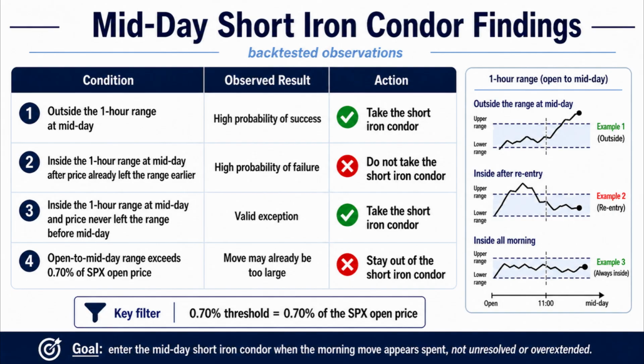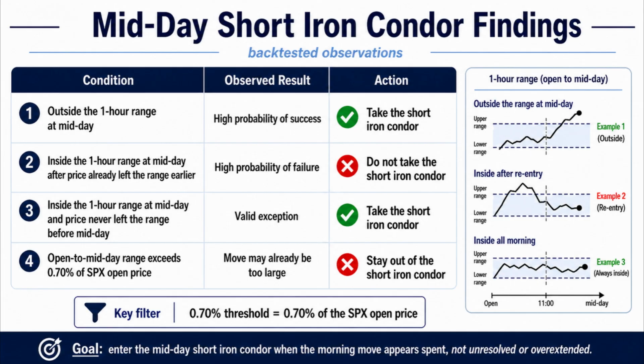Sometimes it is, but not always. If price is outside the first hour range by midday, the short iron condor can make sense because the market may have already made its meaningful move for the day. If price is still inside the first hour range and has never left it, that can also support the short iron condor because the day has remained contained and balanced.